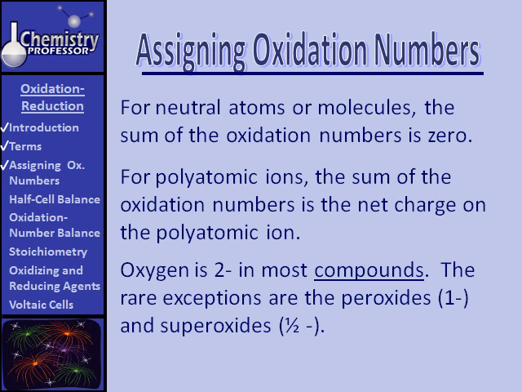Oxygen is -2 in most compounds. The rare exceptions are in those 3 peroxides that you know, in which oxygen has a -1, and in the couple of superoxides that you know, in which oxygen has a charge of -1/2. Otherwise, oxygen is a -2. Well, there is one more exception. Fluorine is the most electronegative element, so if oxygen is with fluorine, fluorine gets the negative charge. There's more.